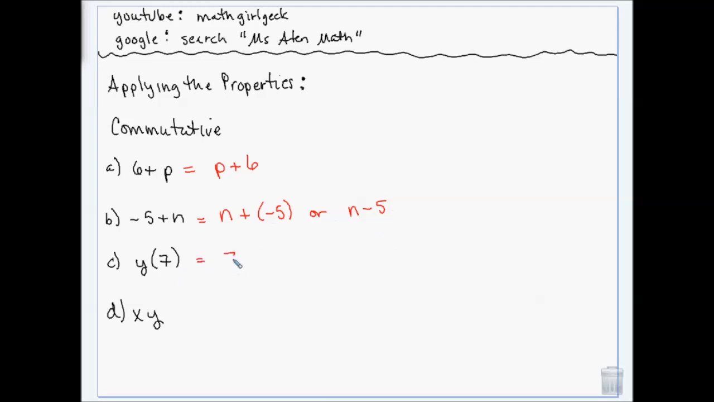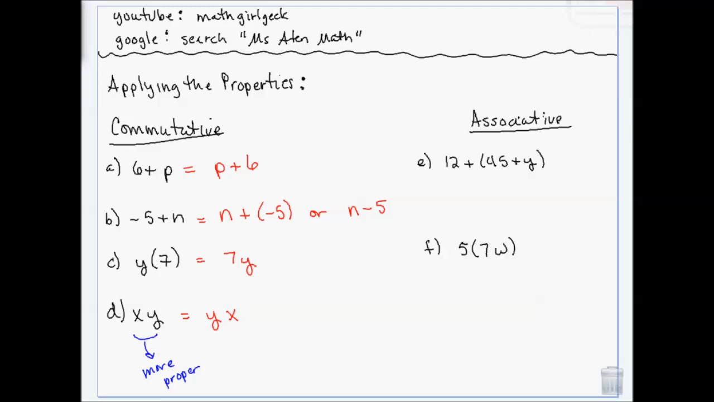Y times 7 becomes 7y, and xy becomes yx. But just for future reference, this one is more proper because we like it to be alphabetical. They're the same thing, but this is more proper.